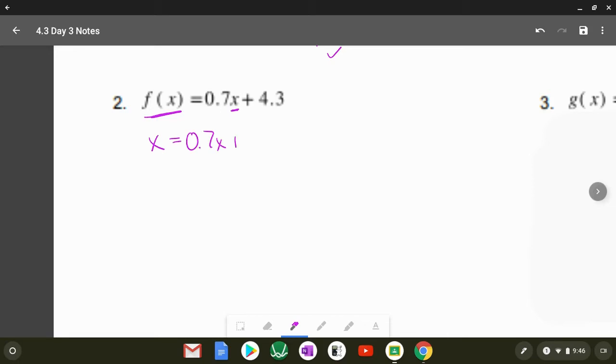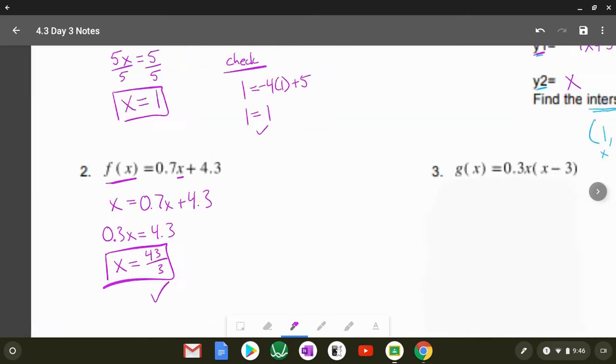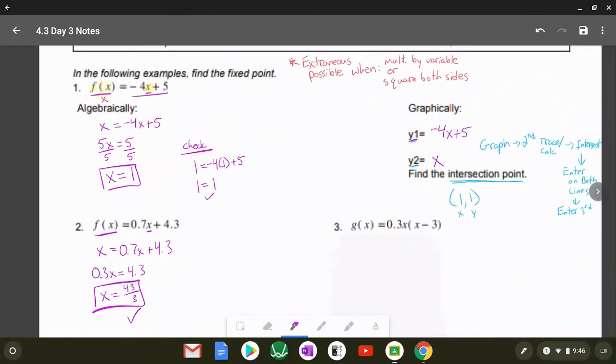So you just write those in, and then we're solving. If we move that over, 0.3x equals 4.3, divide by 0.3, and then you get 43 over 3. We do want exact answers if possible, or 14.3 repeating.